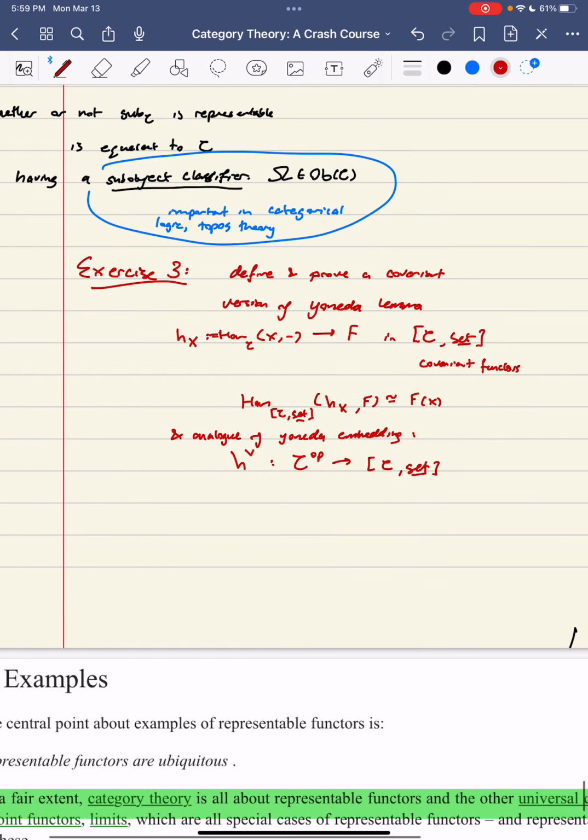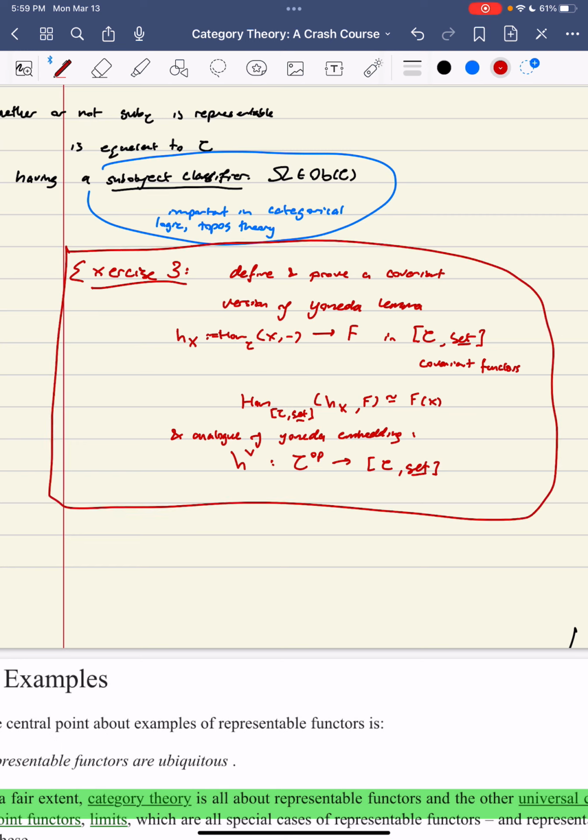Okay, so there are 3 exercises. There's fewer than last time, but they're all a little bit harder.